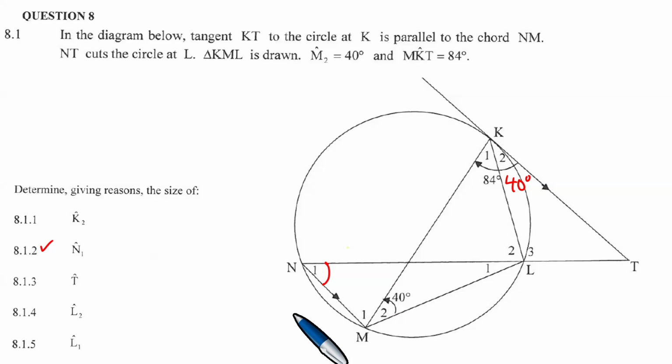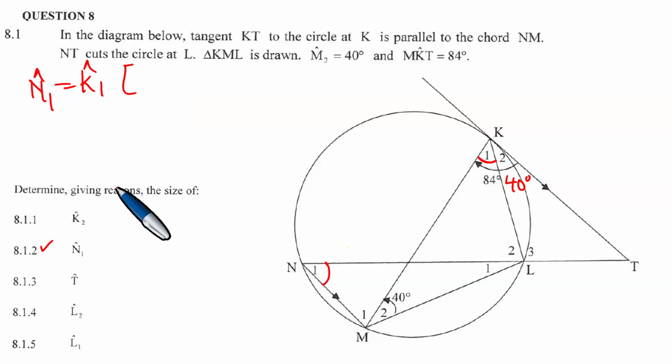N1 is 84, sir. You think that N1 is equal to 84? Okay, a very good attempt from Tando. Thanks for that attempt, Tando. Now, a couple of things are very important. First things first, you can see that N1 is equal to this angle here, the angle K1.